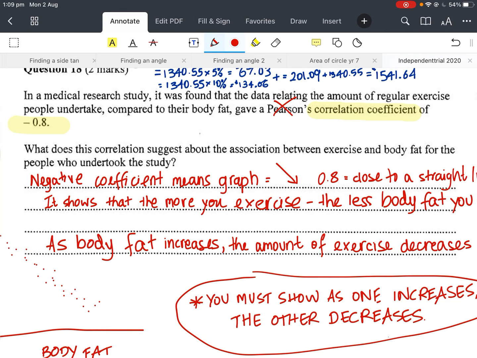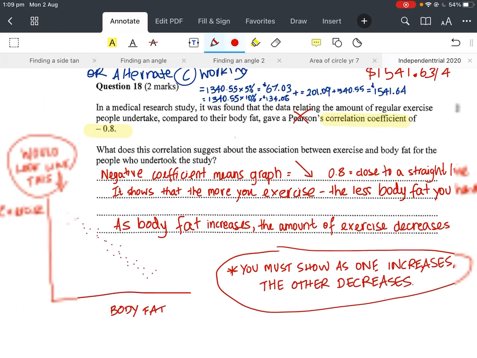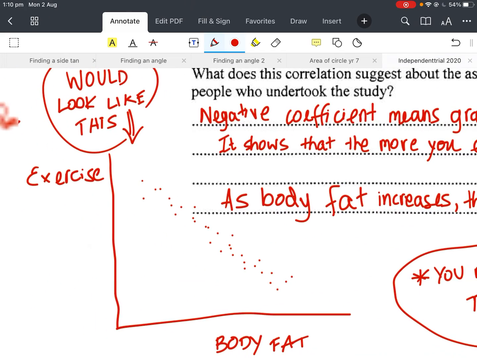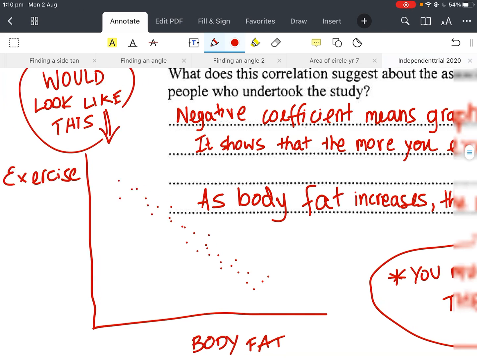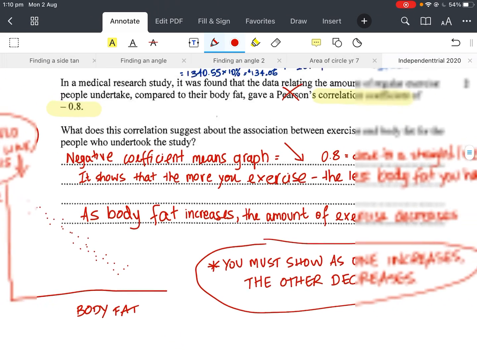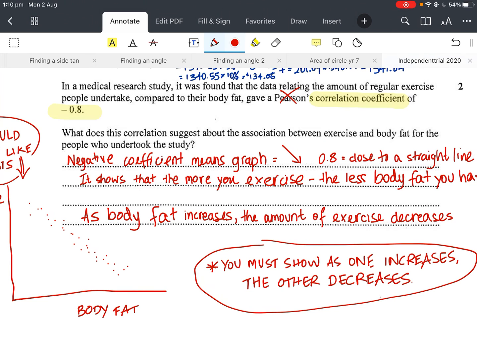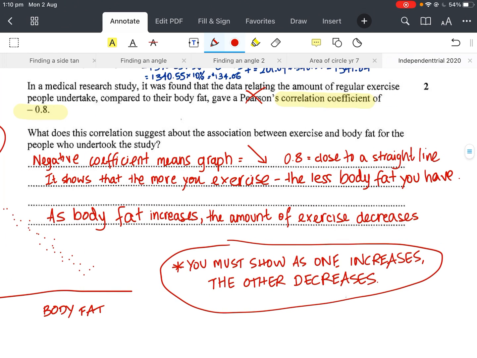Alright, well first of all you need to know that the negative coefficient means that the graph is a downwards gradient graph, isn't it? And 0.8 means it's close to a straight line but not quite. So I drew here roughly what I thought it would look like to give me an idea. And basically it's either the more you exercise the less body fat you have, or you could have said as body fat increases, the amount of exercise decreases.